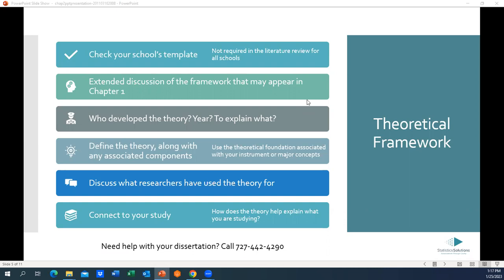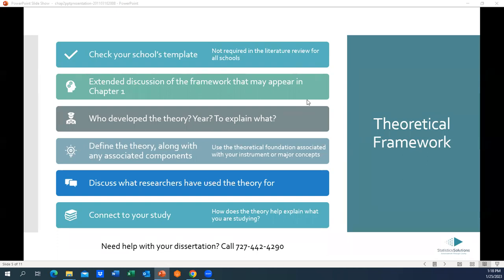A theoretical framework is basically a theory or theories that frame your research questions and guide your study, right? We're going to get to conceptual framework in a minute, but let's just take a real practical approach, which is what I take to the theoretical and the conceptual framework. The theoretical framework is typically associated with quantitative studies, and the conceptual framework is typically associated with qualitative studies.